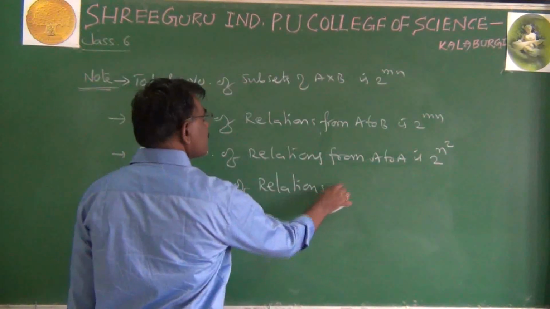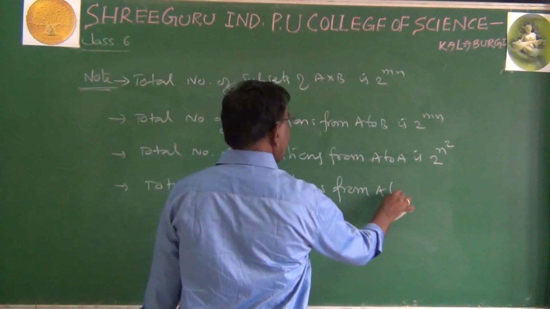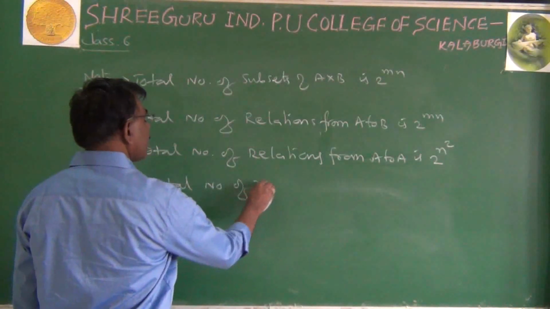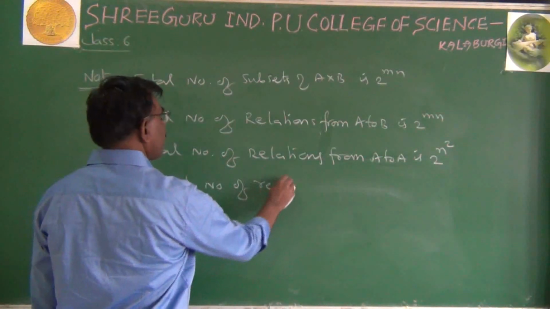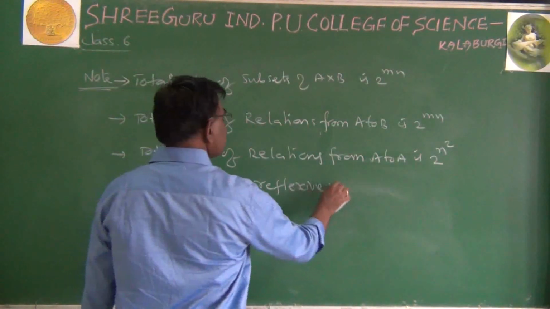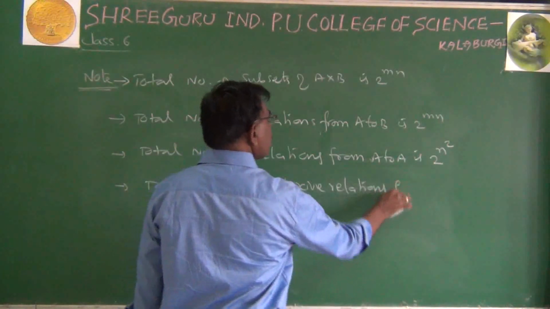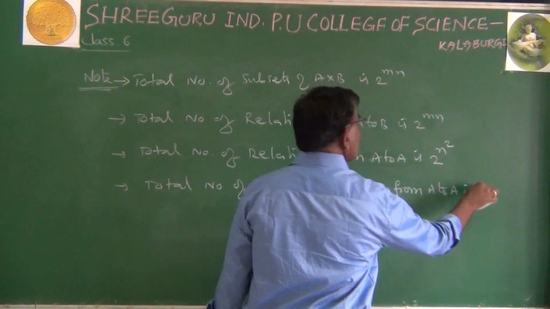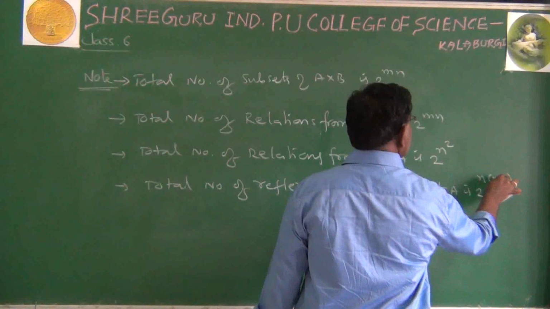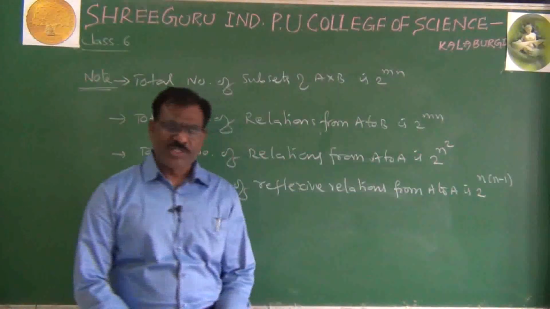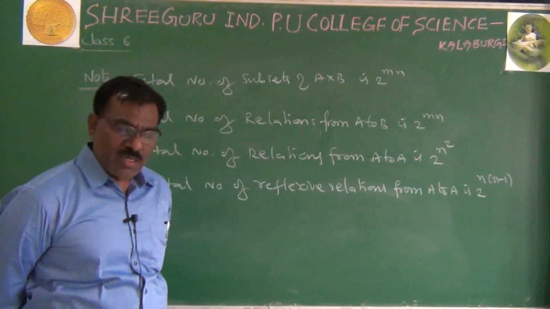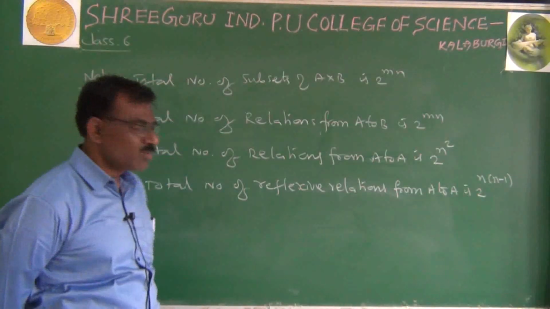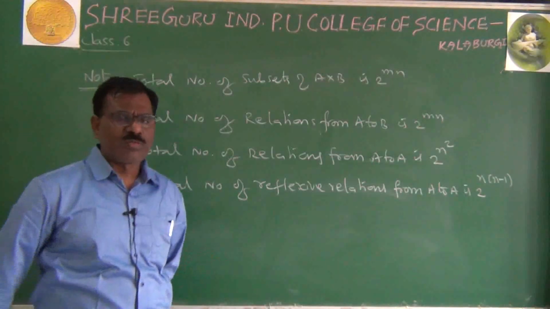Now one more important point: the total number of reflexive relations from A to A is 2 to the power n into n minus 1. So this is a CET point. Sometimes in JEE Main, or sometimes in Advanced, or in CET, the question is asked. Even a one mark question also.